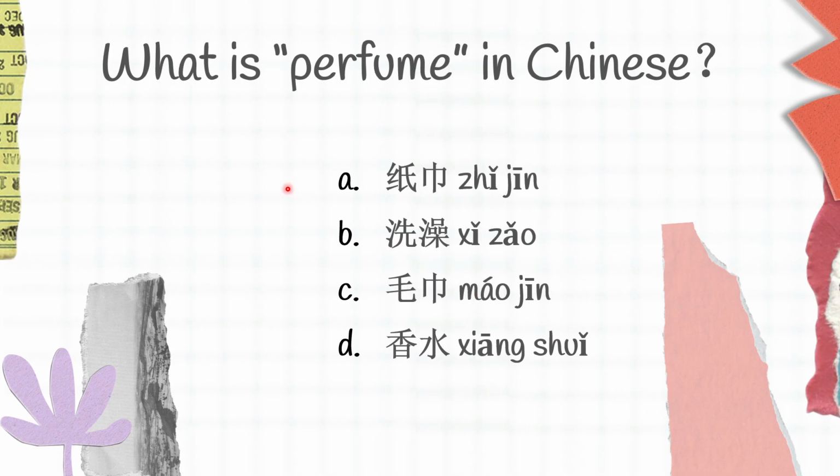The first question here: what is perfume in Chinese? We have A. 纸巾, B. 洗澡, C. 毛巾 and D. 香水. So which one of them is true? 纸巾 is tissue, 洗澡 is to take a shower, 毛巾 is towel, and 香水 is perfume. So the correct answer for this question is D. 香水.